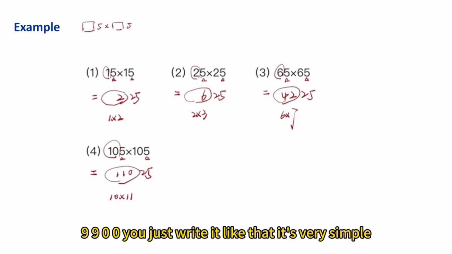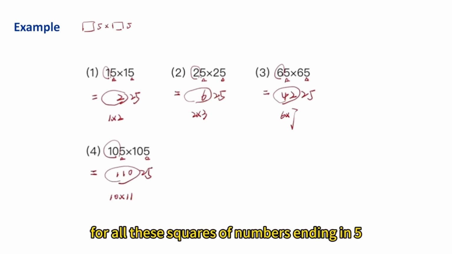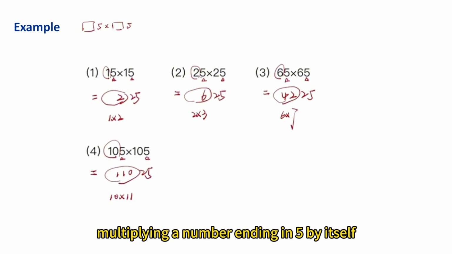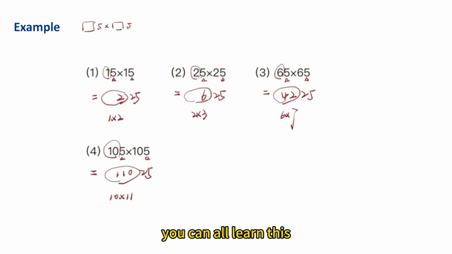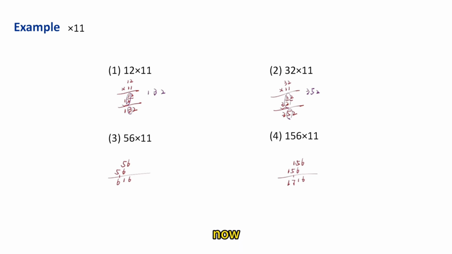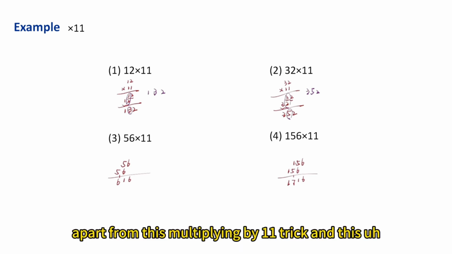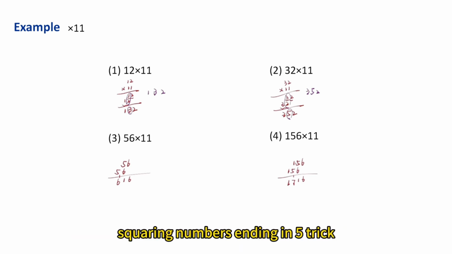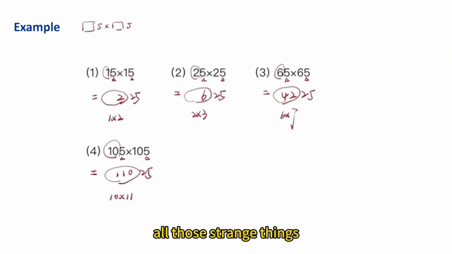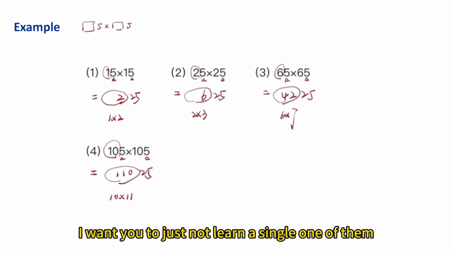It's very simple. In the future, for all these squares of numbers ending in 5, or as we call them, multiplying a number ending in 5 by itself, you can all learn this, okay? You don't need to memorize it by rote. Now, apart from this multiplying by 11 trick and this squaring numbers ending in 5 trick, besides these two, all those other various jingles, all those so-called ultimate moves, all those strange things, I want you to just not learn a single one of them.